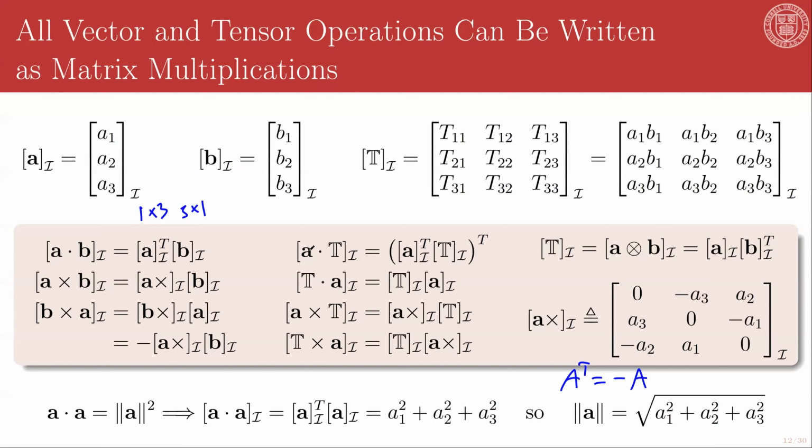I can define a dot product between a vector and a tensor, and what will happen is it will be the transpose of the A vector times the matrix representing the dyadic T, the whole thing transposed. T dotted into A is just going to be the straight matrix multiplication of this 3 by 3 matrix with this 3 by 1 matrix.